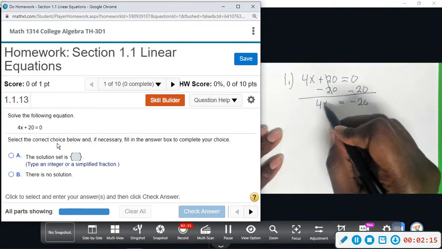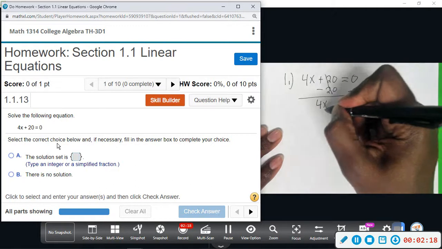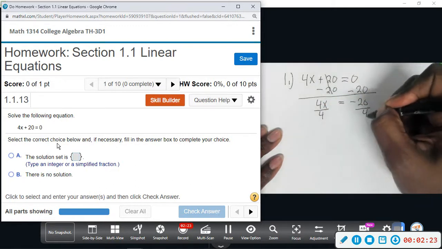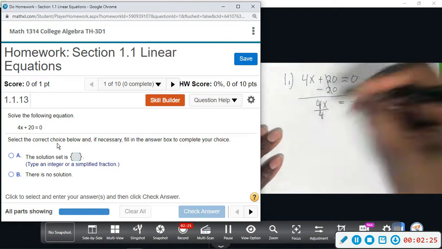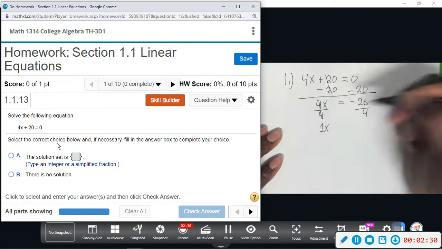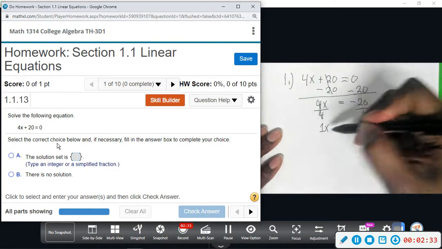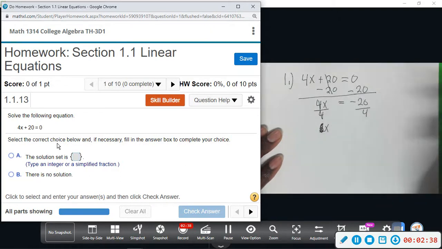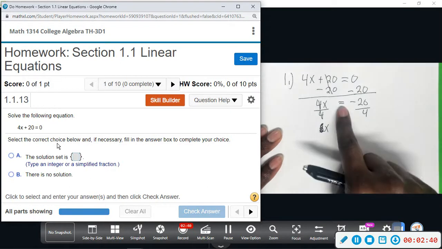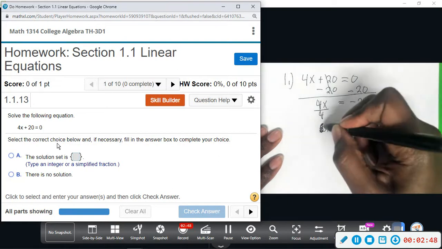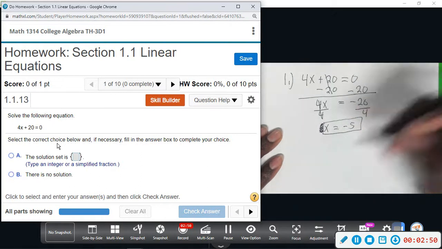And then this means 4 times x. To get rid of multiplication, we divide. Divide by 4, divide by 4. 4 divided by 4 is 1, so we just strike a line through it. It's just 1x, but they don't write that 1. It's understood. If you write it, it's usually considered incorrect to write that 1. And then over here, we do negative 20 divided by 4, and that gives us negative 5.